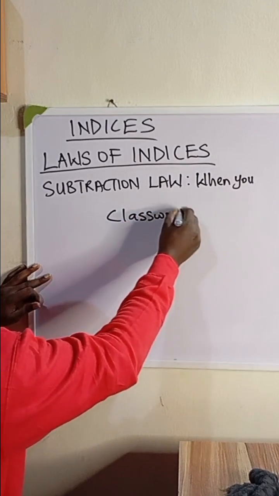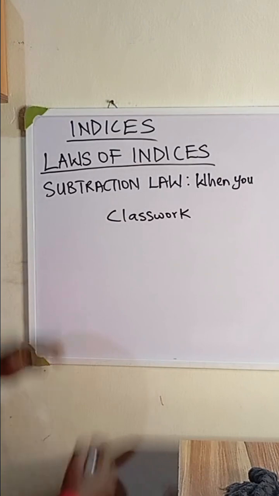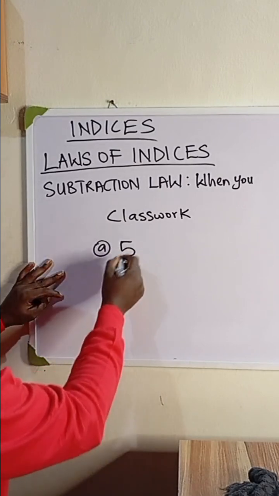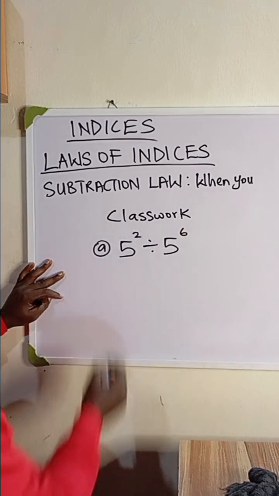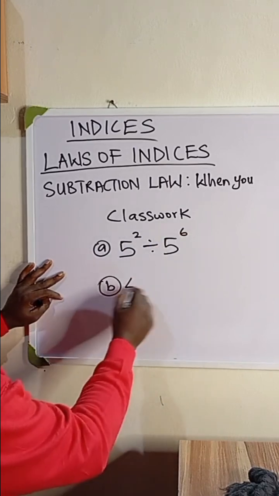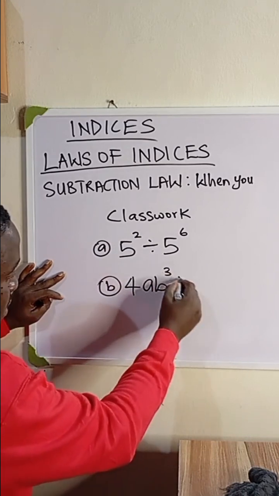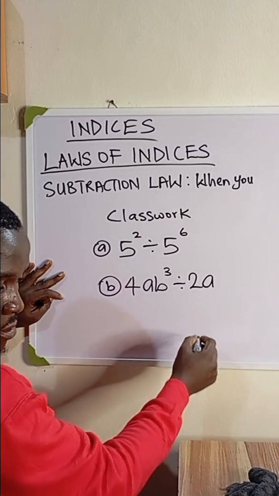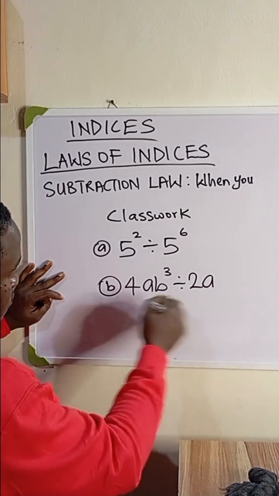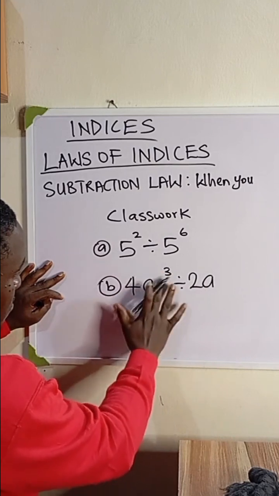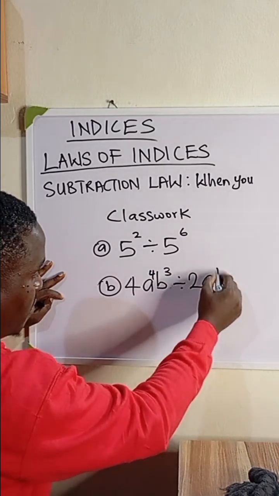So I always give classwork so that students can participate in the class activity. A, 5 to the power of 2 divided by 5 to the power of 6. B, 4a b to the power of 3 divided by 2a b to the power of 5.